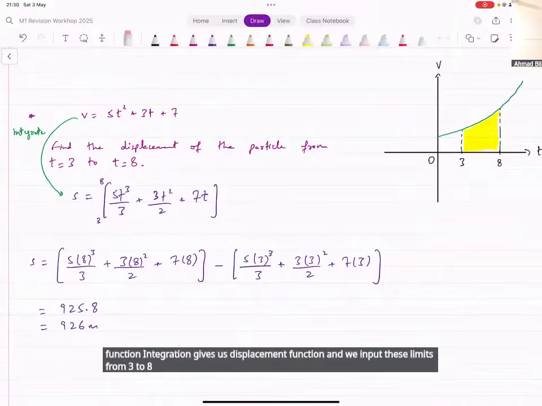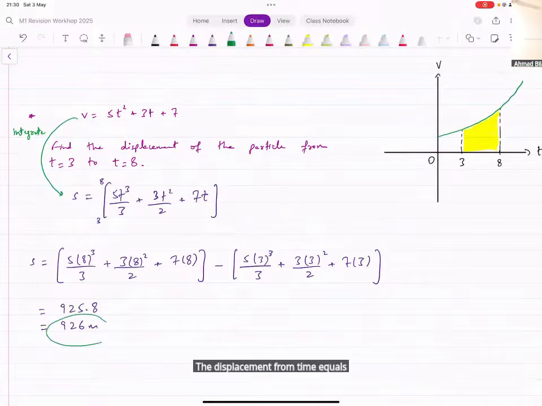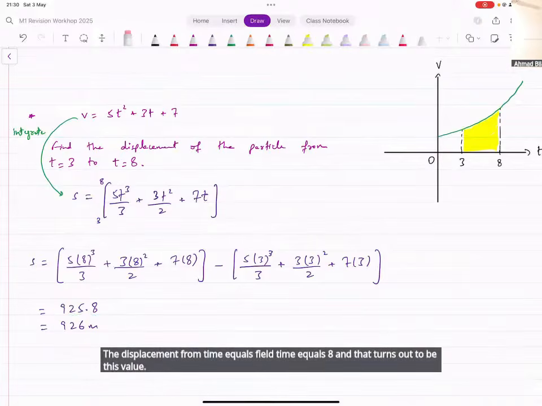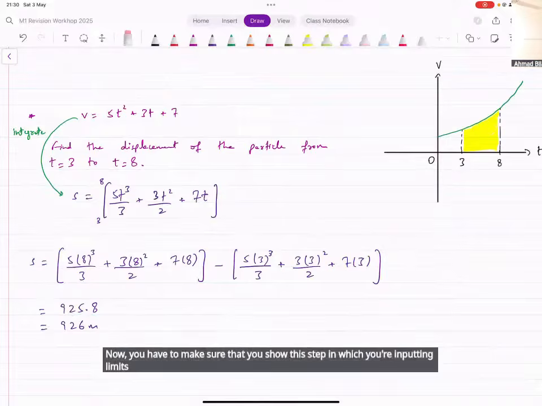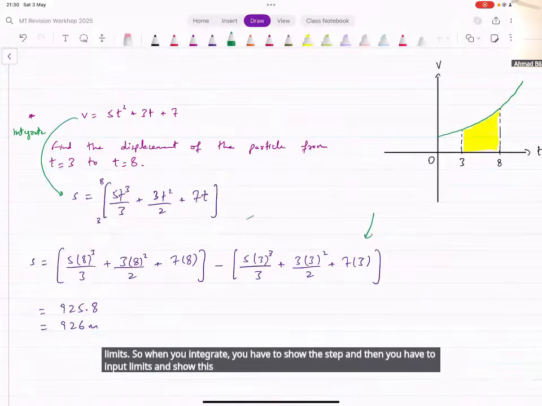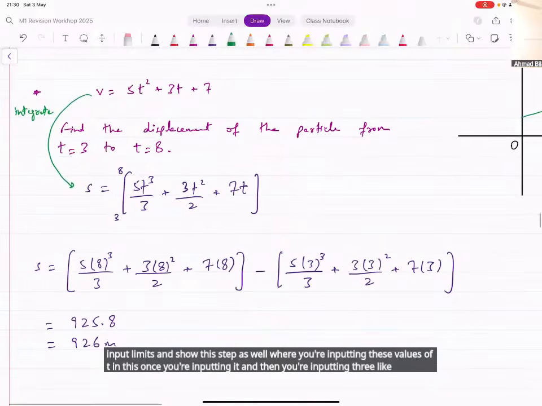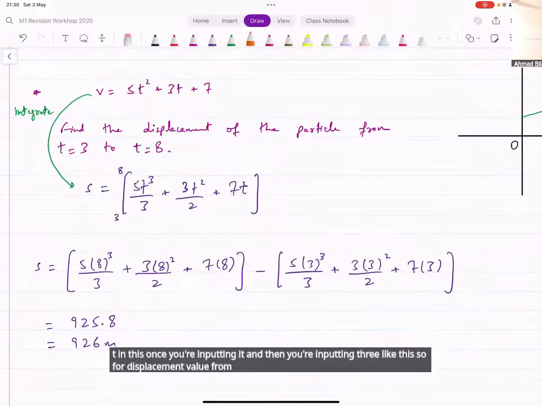And that gives us the displacement from time equals 3 to time equals 8. And that turns out to be this value. Now, you have to make sure that you show the step in which you're inputting limits. So when you integrate, you have to show the step, and then you have to input limits and show this step as well, where you're inputting these values of t in this. Once you're inputting 8, and then you're inputting 3 like this. So for displacement value from one point to another, you can use limits like this.